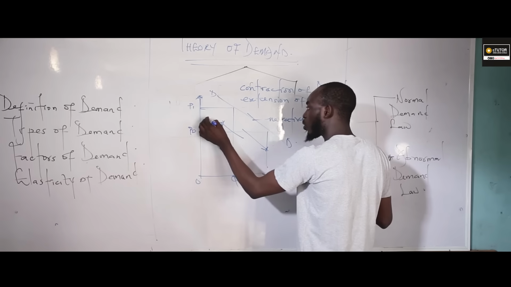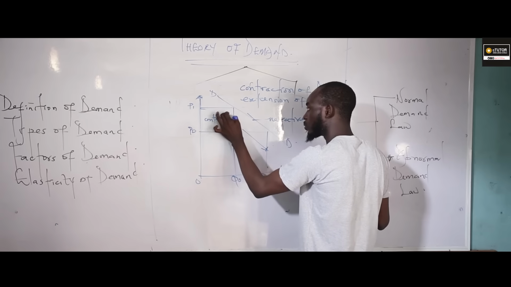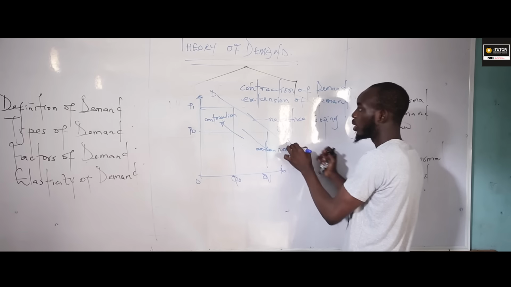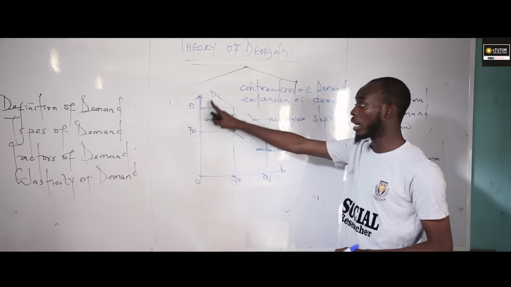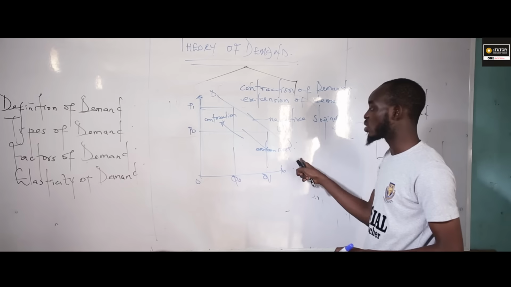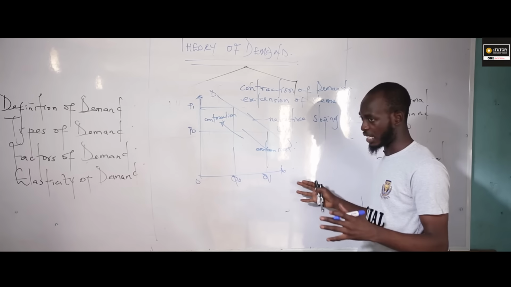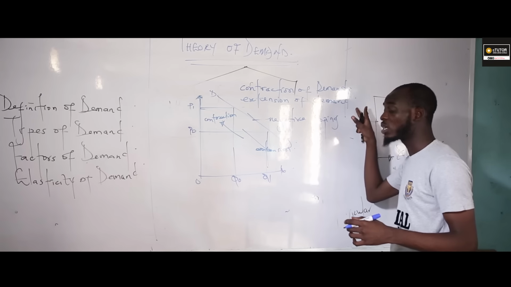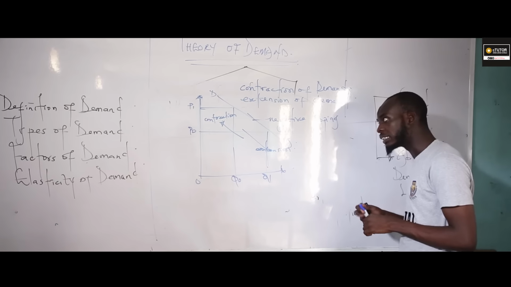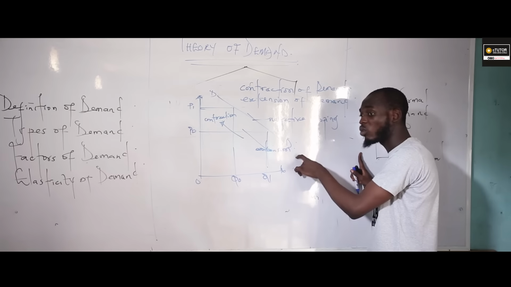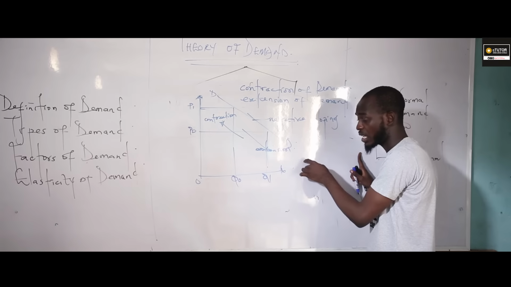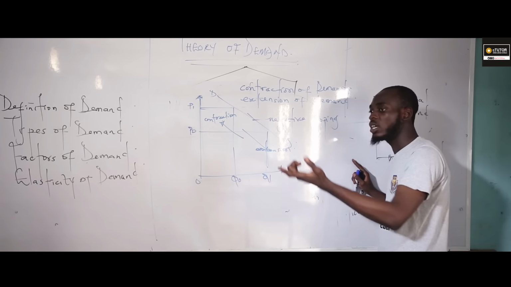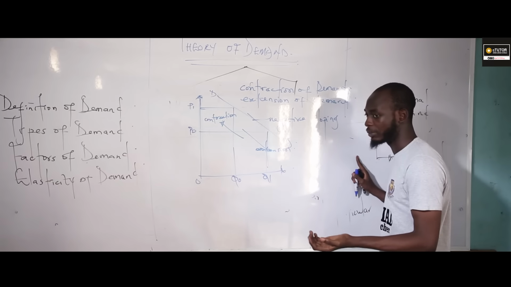Now, we have contraction and we have extension. Whenever the price is increasing, we have contraction. Whenever the quantity demanded is increasing, we have extension. Are you getting that now? So that's all about contraction of demand and extension of demand. Don't forget, the demand curve is negative sloping. Under the normal demand law, we state that the higher the price of a commodity, the lower the quantity that will be demanded.